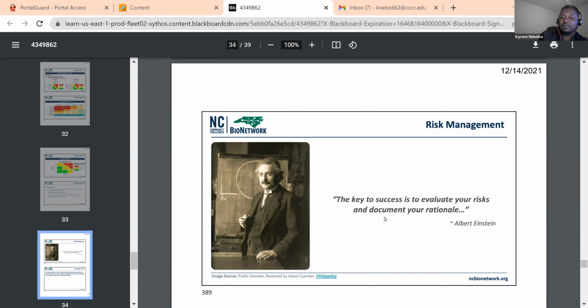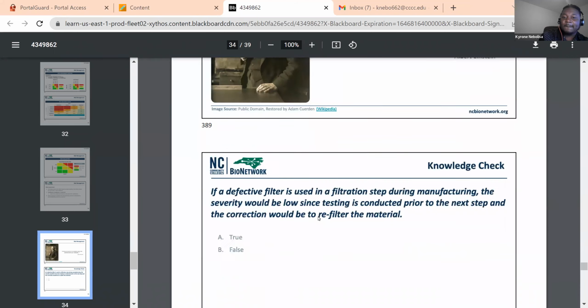And if something is high risk or low risk, you need to be able to document your rationale, how you got there. So it's very important. If a potential risk is brought up and you assess it, it needs to be documented on why you thought it was high, critical, or not critical at all.